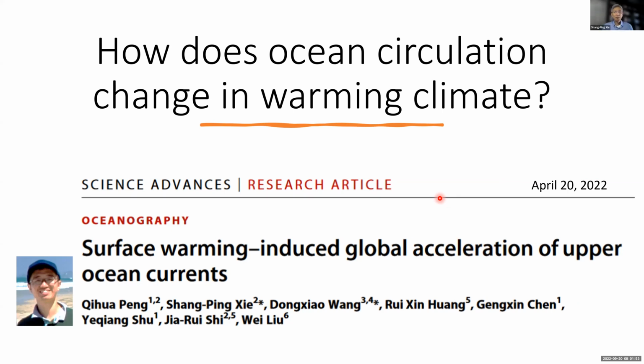So basically, this is mostly a modeling study, as you might have thought. It's to ask the question, how might the ocean circulation change in a warming climate? So the paper is mostly based on the work done by Qihua Peng, who is a postdoc at Scripps at the current time, and published in Science Advances earlier this year.